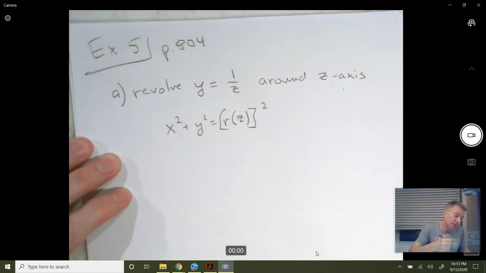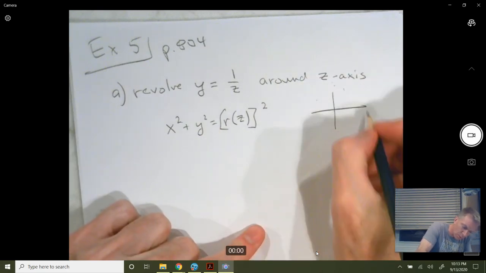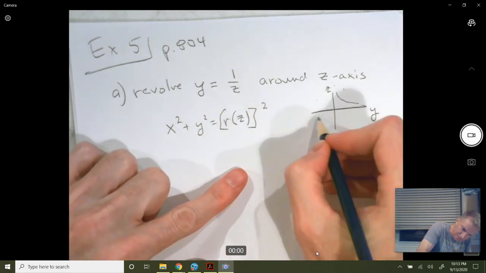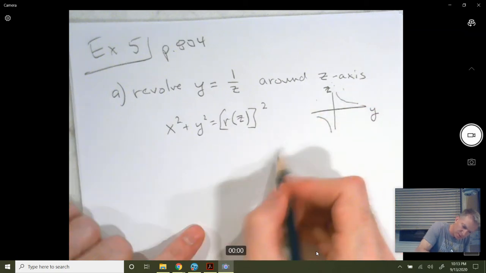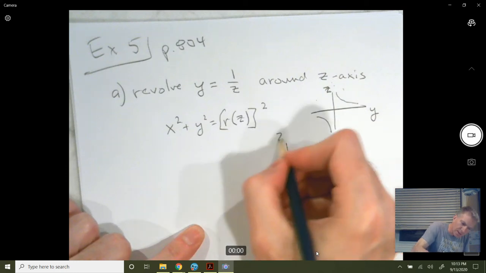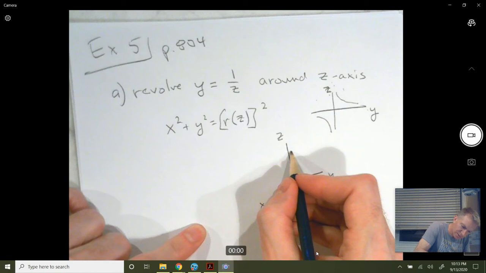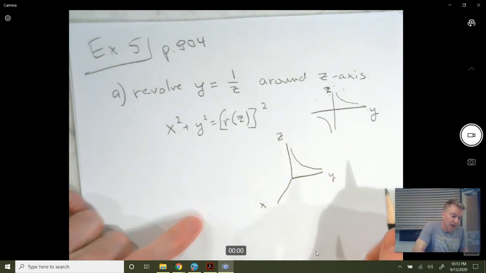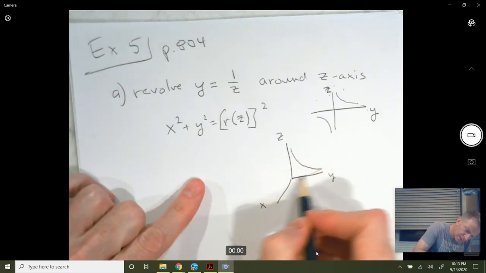Okay, and if we were to graph this, y equals 1 over z, first of all, I always like to graph this in the yz plane first. You know that looks like this. So now we're going to graph this in 3 dimensions: x, y, and z. And in the yz plane, it looks like this. And we're revolving that around the z-axis. So we're going to get something that kind of looks like this.